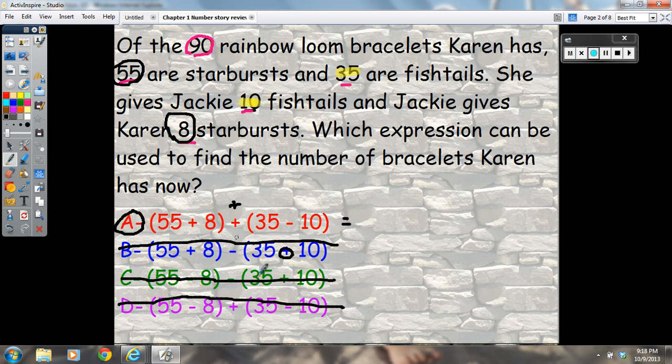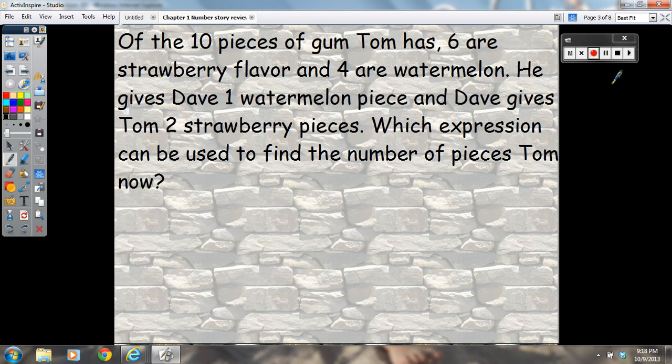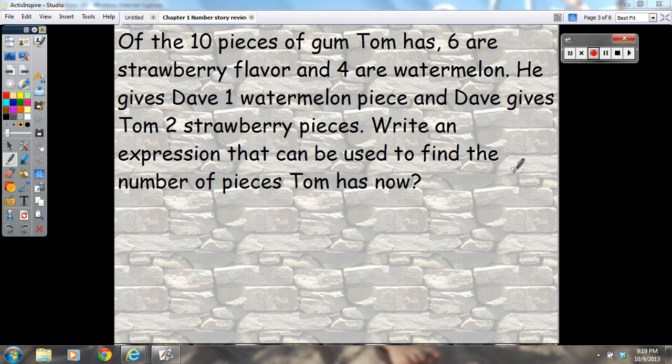Now, that's helpful when we have that, but we're not always going to have it. Let's look at one more example and see how we can come up with a numerical expression. Okay, so here we go. Of the 10 pieces of gum that Tom has, 6 are strawberry flavor and 4 are watermelon. He gives Dave 1 watermelon piece, and Dave gives Tom 2 strawberry pieces. What we have to do is write an expression that he used to find the number of pieces that Tom has now.